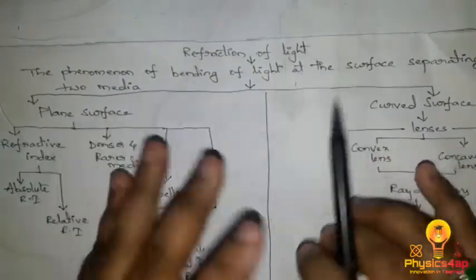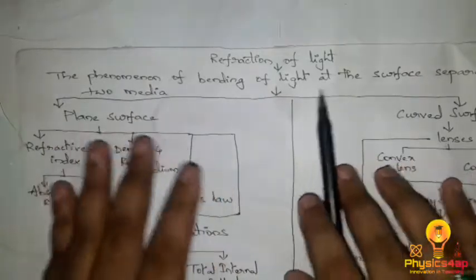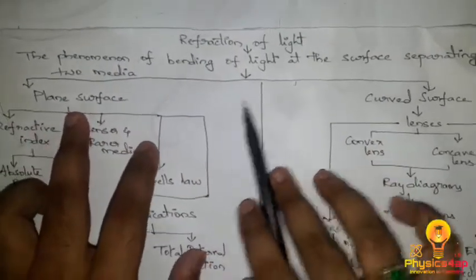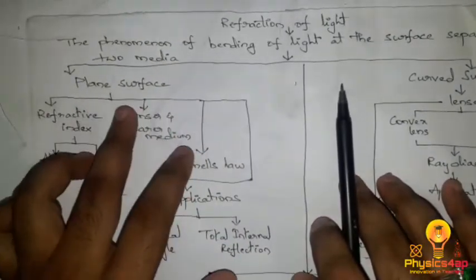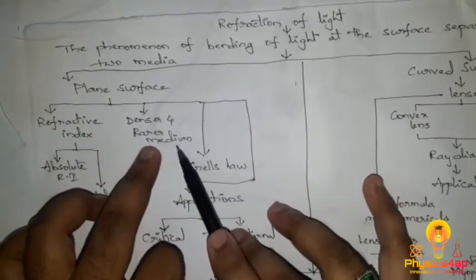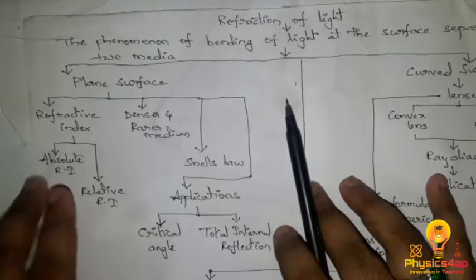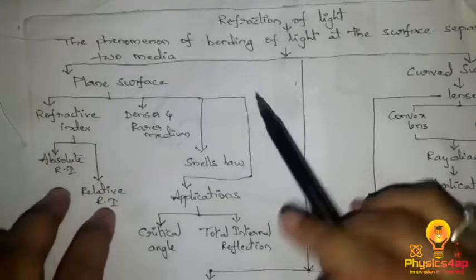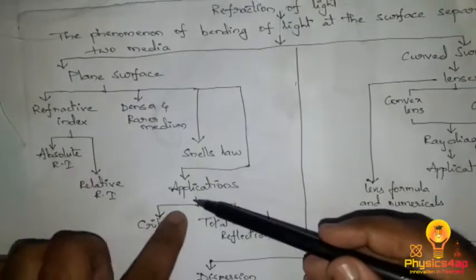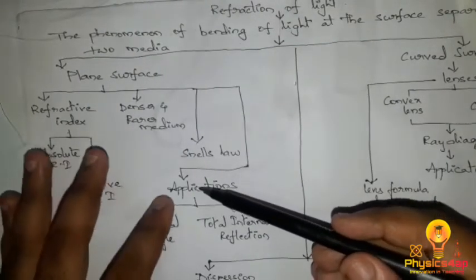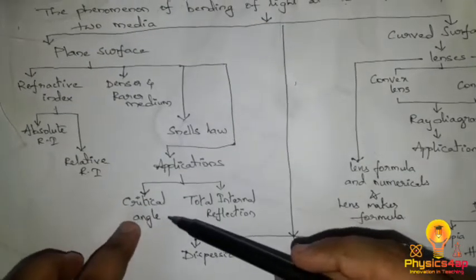Let us see the topics we are going to cover in the refraction of light. We'll divide it into two parts: one is the plane surface and the other is the curved surface. In the plane surface, we'll learn about the denser medium and the rarer medium, and the refractive index, including absolute refractive index and relative refractive index. Then we will learn about Snell's law, the verification of Snell's law and its applications. These applications include total internal reflection and the critical angle.